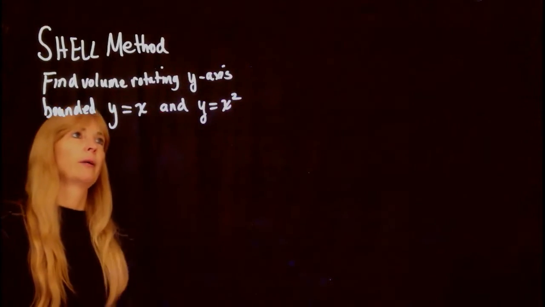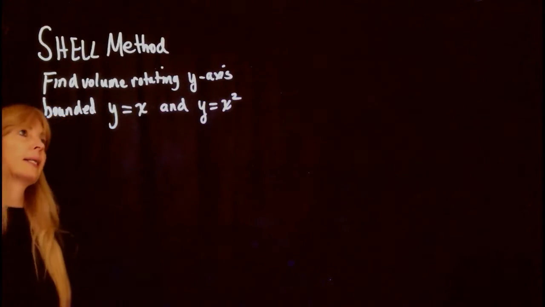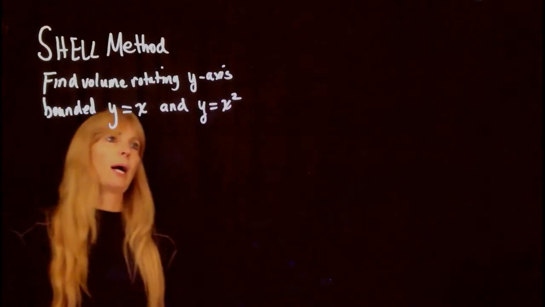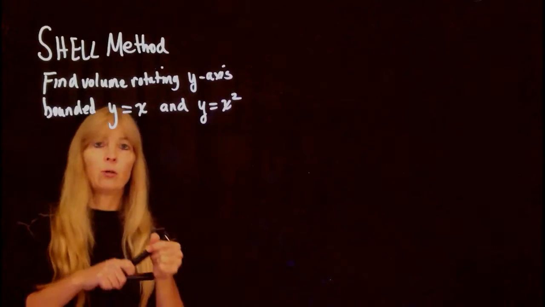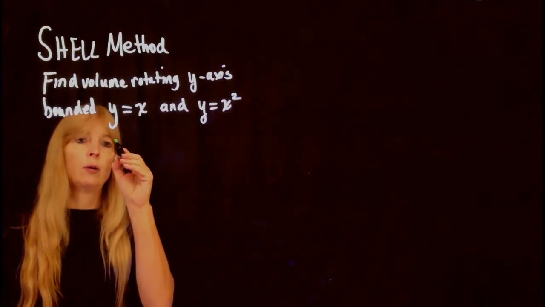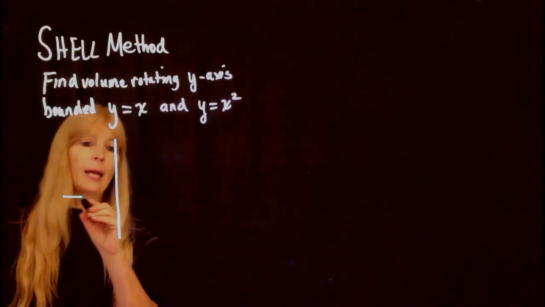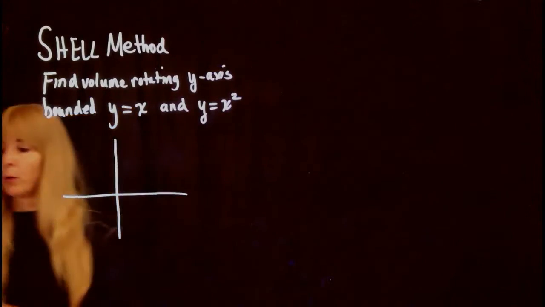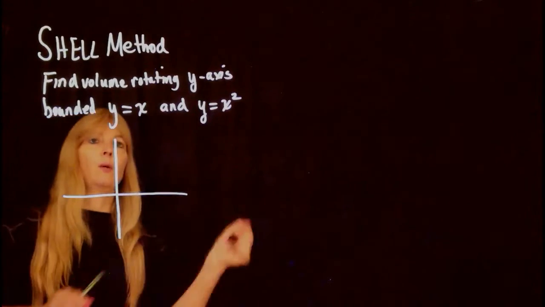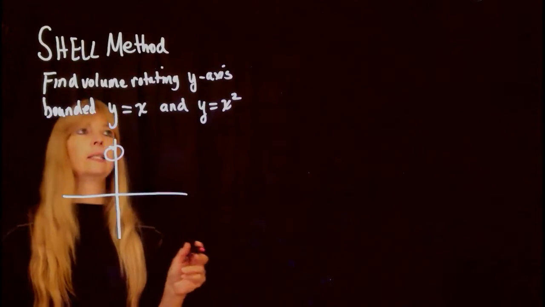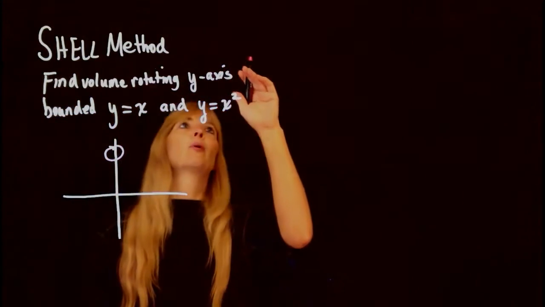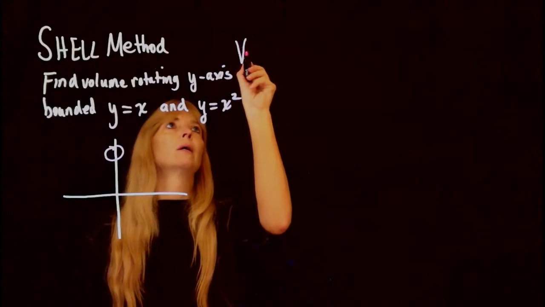We want to find the volume rotating about the y-axis bounded by y equals x and y equals x squared using the shell method. So we certainly need to draw this graph. And the nice thing is when we're revolving about the y-axis like that, these are a little easier because you're going to pretty much use this formula.